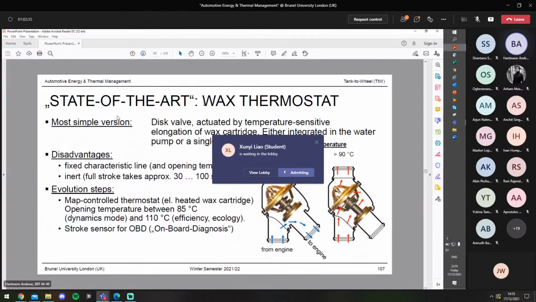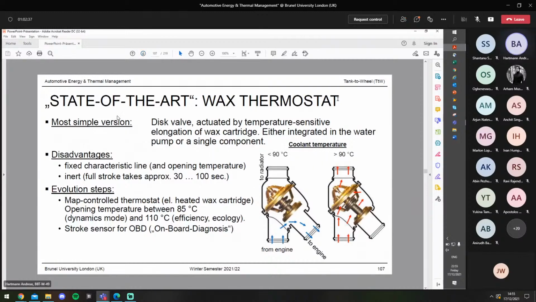Now let's quickly check how the thermostat, which I just mentioned, actually operates, how it works. Does anybody of you know about it? Has anybody of you ever heard of a thermostat and how it works?